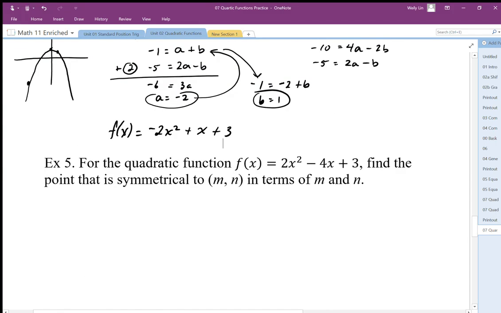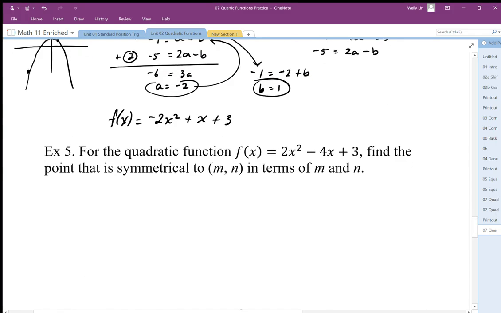For this one here, we have the quadratic function. We just have a point, so let's just quickly sketch this. I do want to know where the vertex is, so I'm just going to quickly solve for p. So p is equal to the negative of -4 over 2 times 2. So I'm going to get a p value of 1.